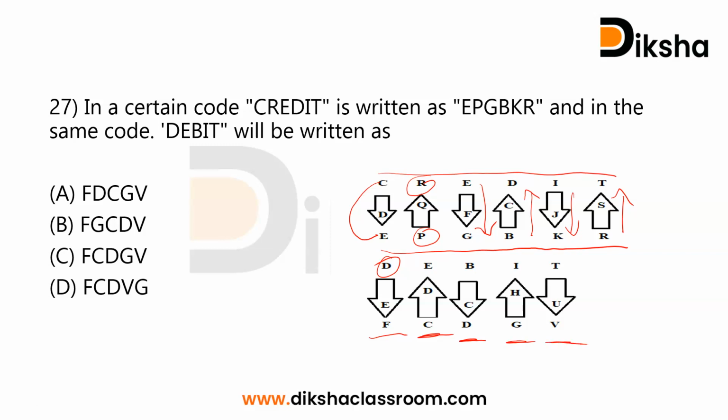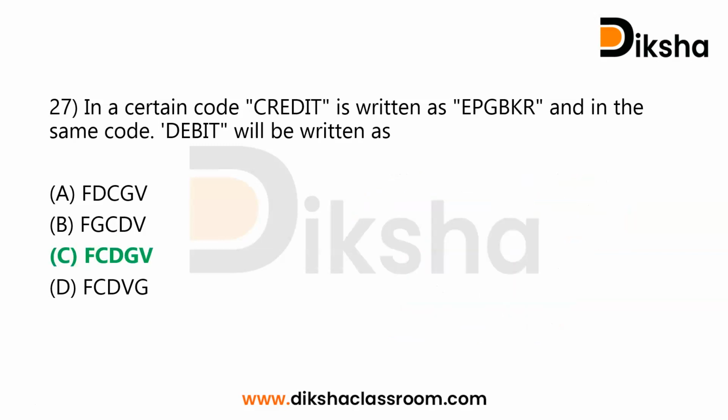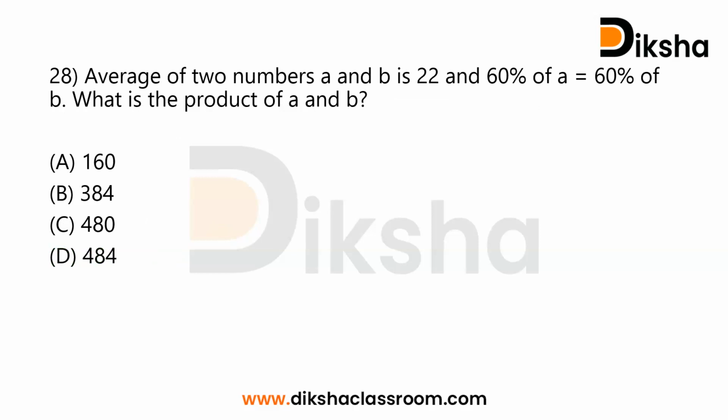So the answer will be FCDGV. Option C is the correct answer. Option C will be the correct answer because subsequent and previous letters are selected with a gap of 2 letters. That's the 27th question. We are moving to the next question, that is the 28th one.